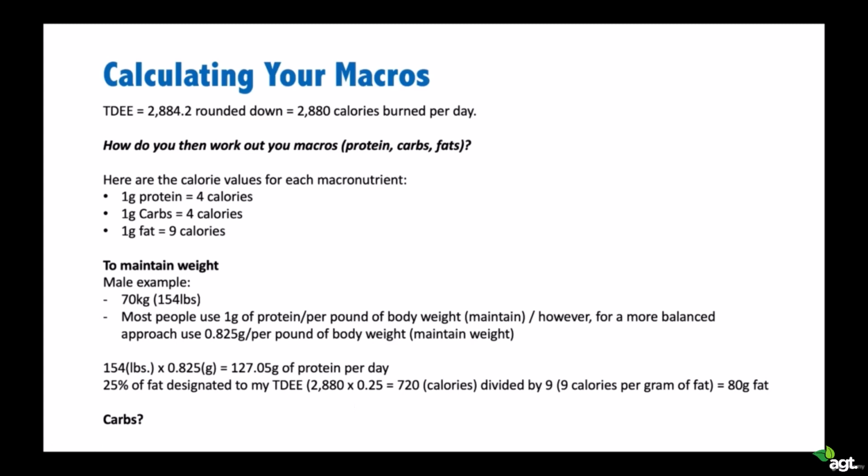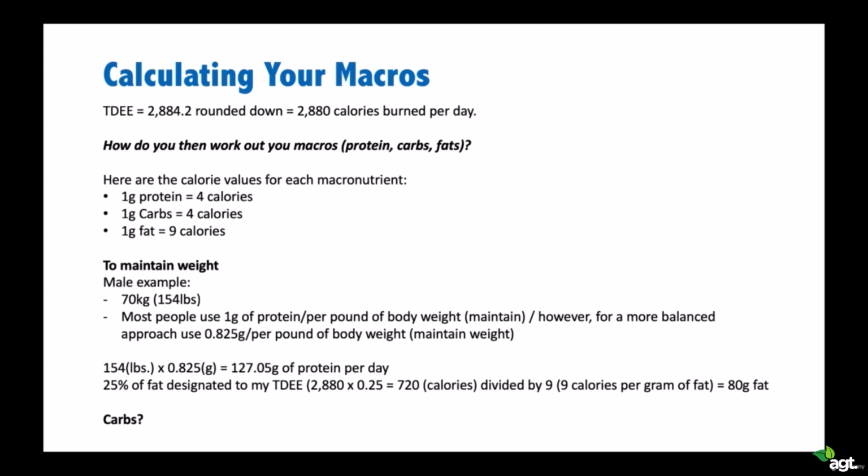So I do 2,880 times 0.25 to find out what 25% of 2,880 is, which gives us 720. That means he's got to have 720 calories per day of fat.